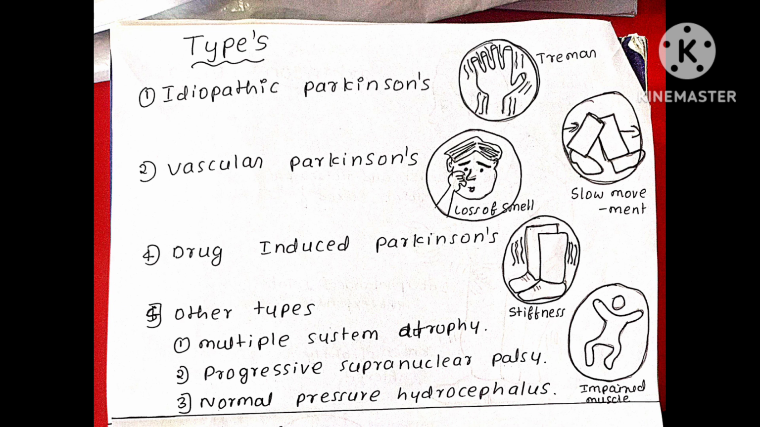The third one is drug-induced Parkinson's. This condition affects only a small number of people, and it is recovered within months, days, or weeks. Other types of Parkinson's include multiple system atrophy, in which stiffness and slowness of movement appear in the early stages. Progressive supranuclear palsy affects eye movement, balance, speech, and swallowing. Next, normal pressure hydrocephalus affects the lower half of the body.